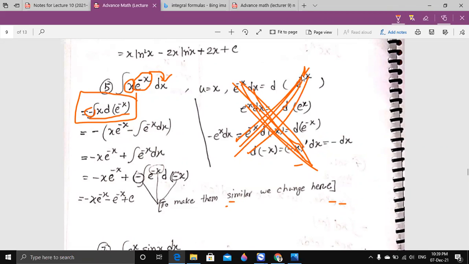Now you calculate integration of e to the power minus x dx. Again, we don't know how to calculate e to the power minus x dx, right? That means we again have to use the integration by parts rule, or integration of e to the power minus x dx. Do we need to apply the parts rule? Maybe not, but we can calculate it in another way.